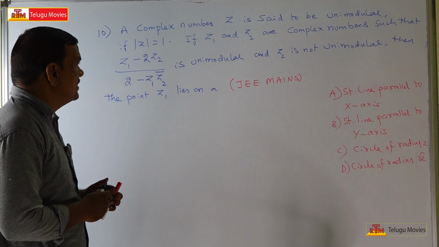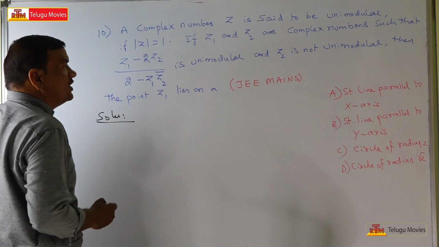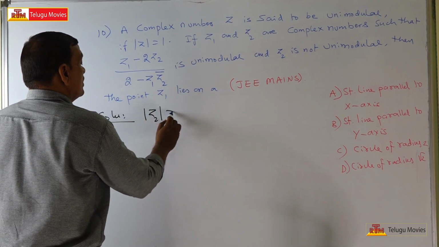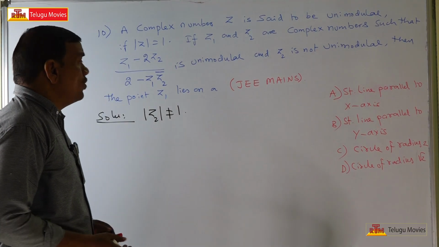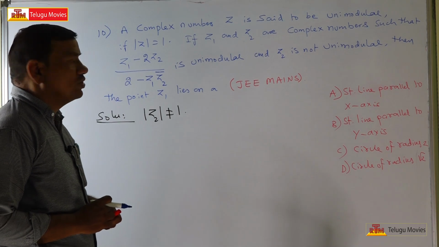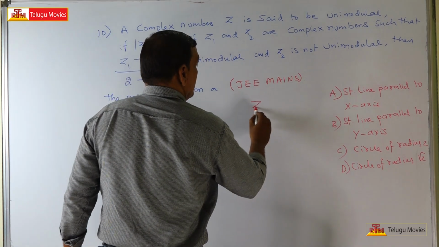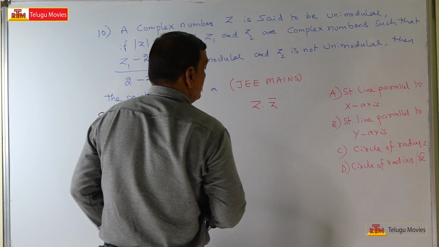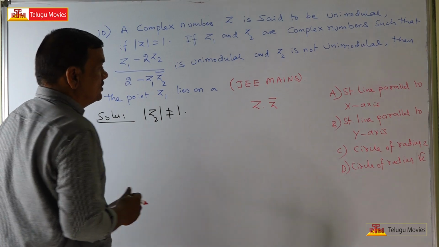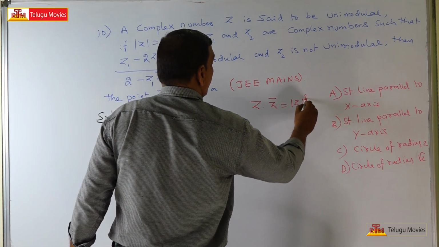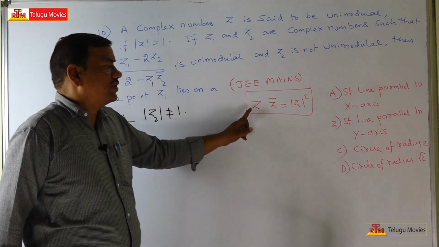So here the solution is like this. Here z2 is not unimodular. That means modulus of z2 is not equal to 1. And one more property, if you know that, the problem will be very easy. What is that property? z into z bar. What is z into z bar? This is equal to modulus of z whole square. Very easy property, where z is equal to x plus iy.